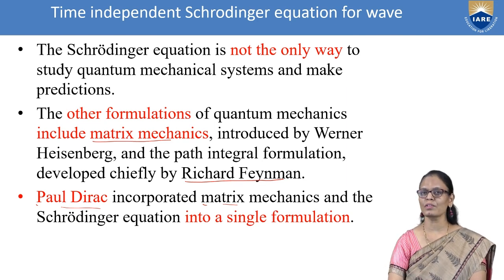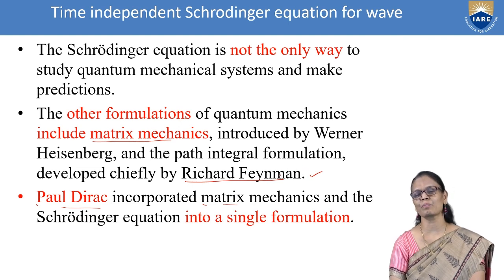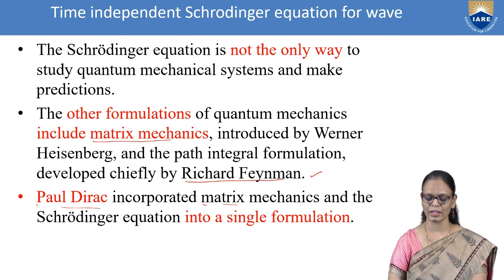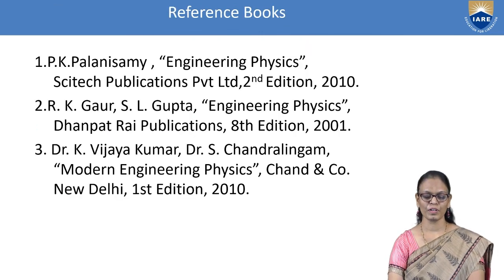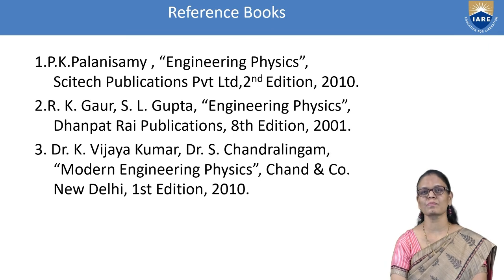If you want to know more, you can also look at the equations given by Feynman and Heisenberg, and the Pauli-Dirac equations, which incorporate both matrix mechanics and the Schrodinger equation. For more information, you can refer to the books by Palanisamy, Gupta, and also Dr. Vijay Kumar.